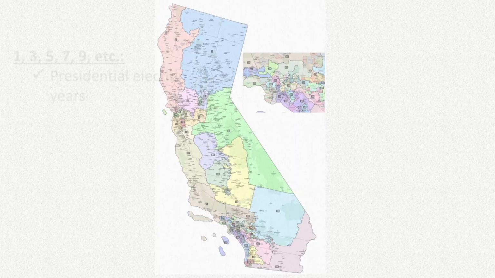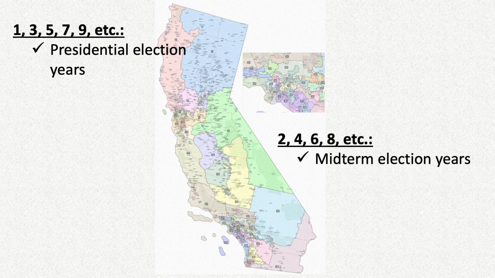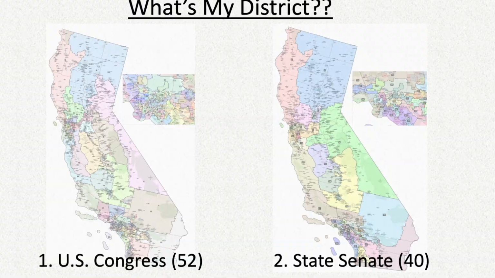In the state Senate, odd-numbered districts are elected in presidential election years, and even-numbered districts are elected in midterm years. So you've got a 50-50 chance of seeing your state Senate seat on your next ballot. Let's have a look at the Senate district map and put it up on the What's My District board. So far, we've got a district for the U.S. House of Representatives, and now a district for the state Senate.